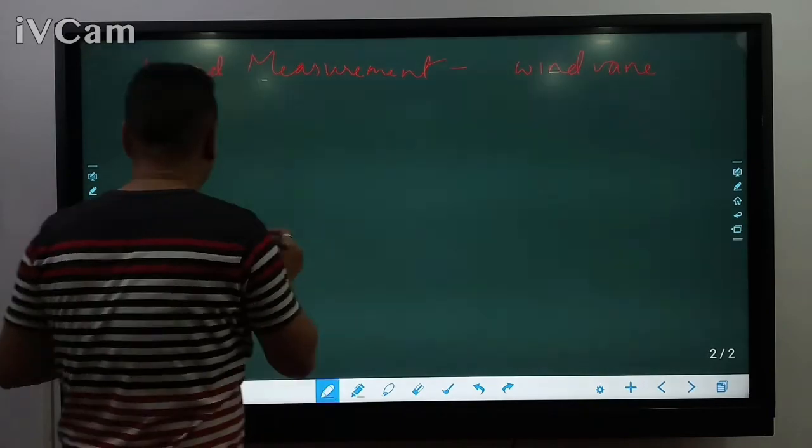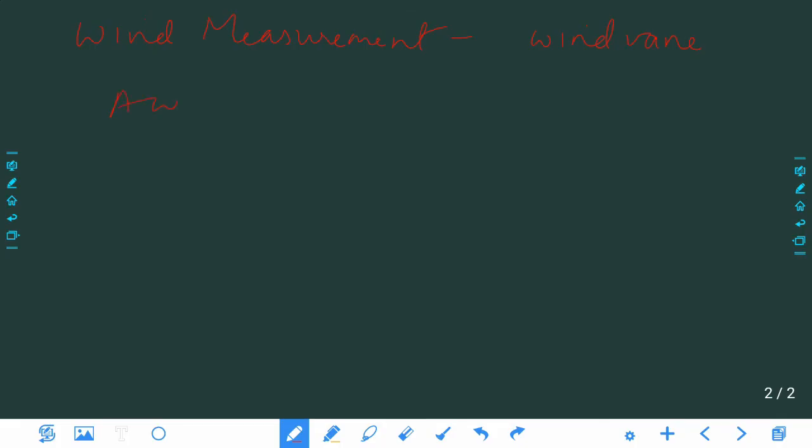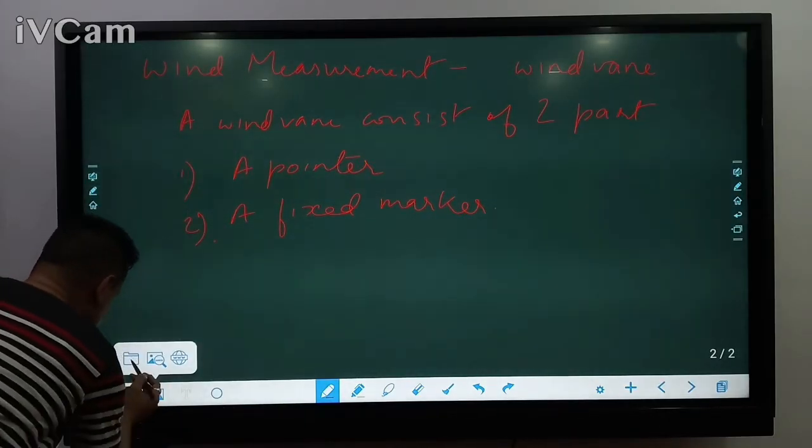A wind vane consists of two parts. Now, what are the parts? In your book, you don't find these parts, so I have labeled them. The first one is the pointer. Now, I'm coming to this pointer. And number two is a fixed marker, F-I-X-E-D. Now, I'm going to show you what is a marker and what is a pointer.